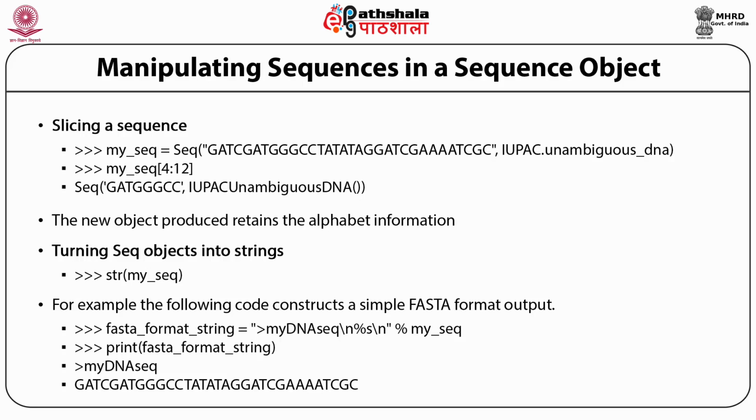So I have called it fasta_format_string, and then I just give the first line, which is the greater than symbol, followed by the description. That is a string, so it is in inverted commas, and then a percentage symbol followed by my_seq. So I just have to print that, and it is printed in the FASTA format with the description my DNA sequence, which I have given in the command, followed by the actual DNA sequence.